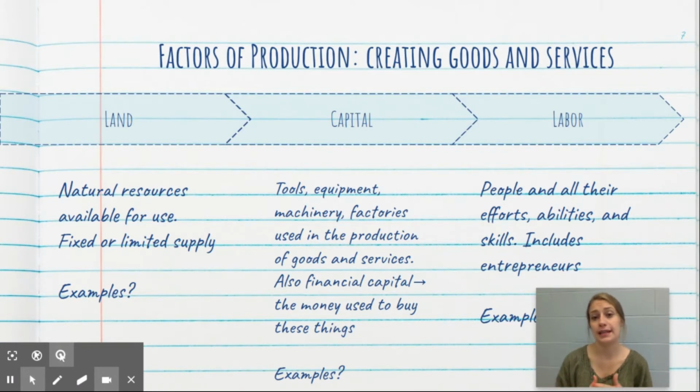Capital includes things like tools, equipment, machinery, factories used in the production of goods and services, but it also includes financial capital, and that's the money used to buy these things. And labor are the people and all the efforts, abilities, and skills used to make these goods and services. This can include entrepreneurs, factory workers, teachers, and people in the labor force making the capital to produce goods and services.